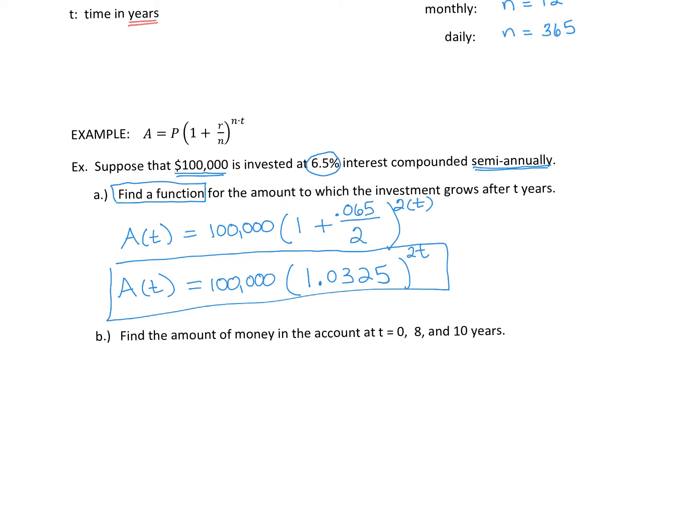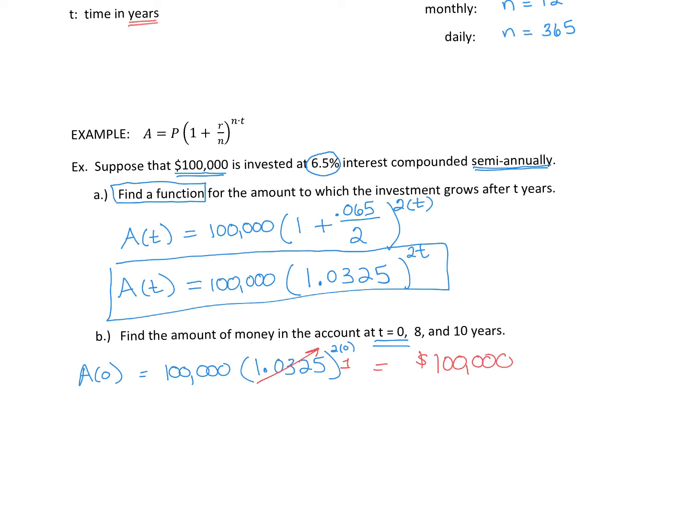So if t is 0, A of 0 would be 100,000 times 1.0325 raised to the 2 times 0. So of course we know anything raised to the 0 power is just 1, and our result here is just $100,000.